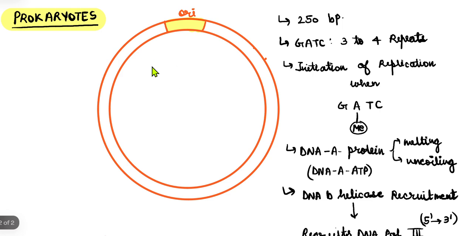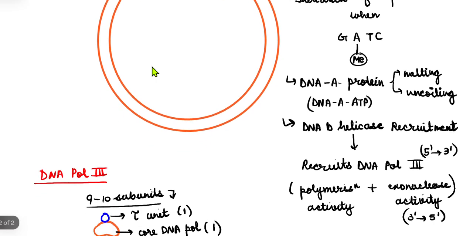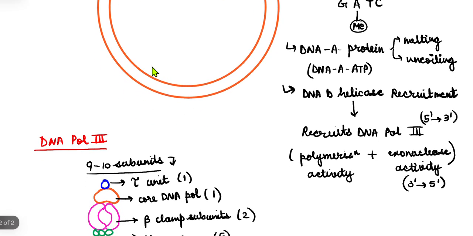So after the action of DNA-A protein or the DNA-A ATP, the melting of the ORI site is done, and now the first enzyme will come and bind to this part, which will start the replication. The name of the enzyme is DNA-B helicase. Now the DNA-B helicase is a very special protein because it is a homohexameric protein. As soon as it is recruited on the ORI site, it will recruit the main DNA polymerase, that is DNA polymerase III.